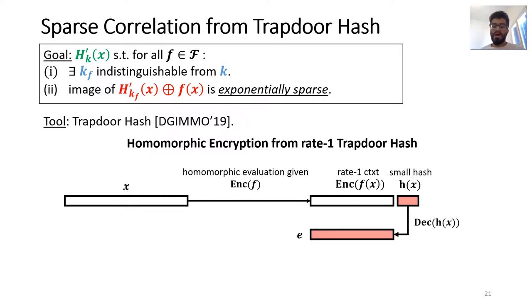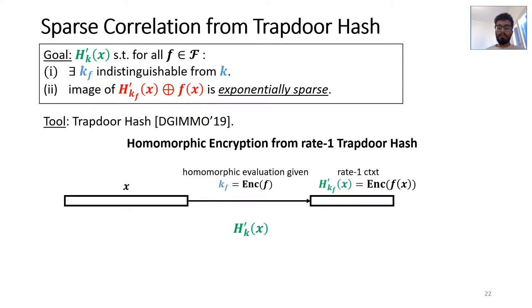And the decryption in trapdoor hash goes as follows. The first stage takes the hash of x, h of x, and produces a long vector e. And then one can recover f of x simply by XORing e and the encryption of f of x. So the second stage of the decryption is public. So how can we use such an encryption scheme in order to get sparse correlations? I'm going to define the fake hash key for every function f to be the encryption of f. And then given an input x, we will compute h prime of x simply as the rate one ciphertext of f of x. Okay, so you see, the function h prime is simply homomorphic evaluation.